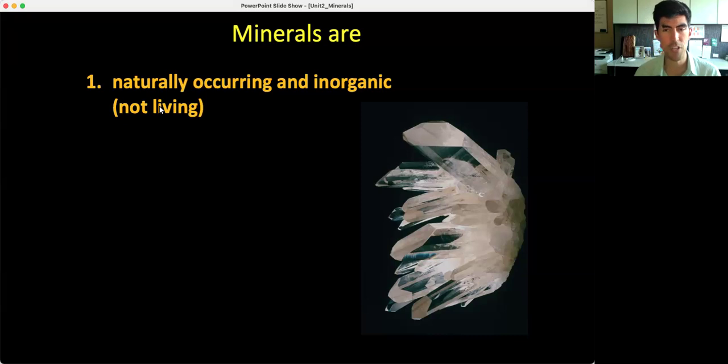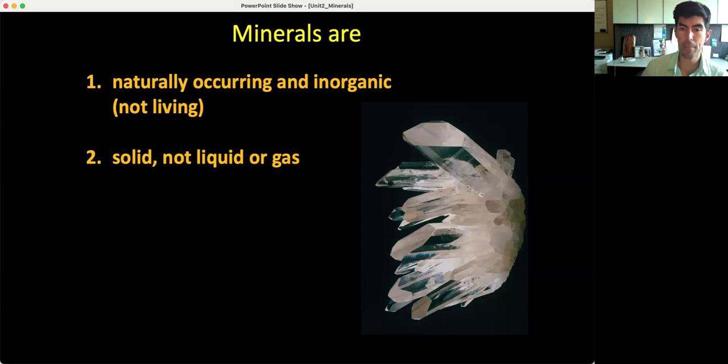One, they are naturally occurring and inorganic. This essentially means that minerals aren't living. They are inorganic, they're non-living, and they form naturally. They don't form by humans in a lab. They aren't created by humans. They have to form in nature. Second up, they are solid. Minerals are solid. They can have various hardness to them, but they are not liquids and they are not gases.